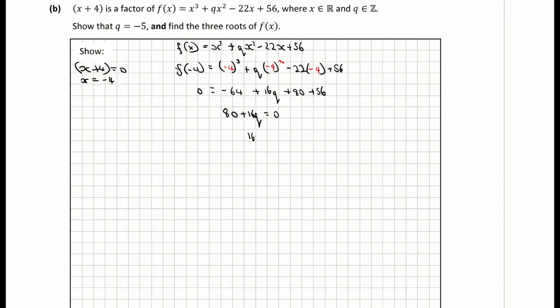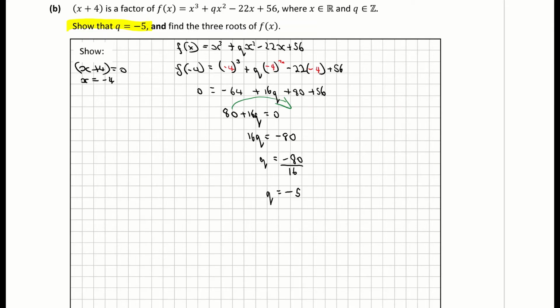So that's getting me 16q is equal to, well, when I subtract 80 from both sides, I get 16q is equal to negative 80. I'm going to divide across by 16, so q is equal to minus 80 divided by 16. So you can see here that q is equal to negative 5. So the question did want us to show that q is equal to negative 5. Well, we just have.